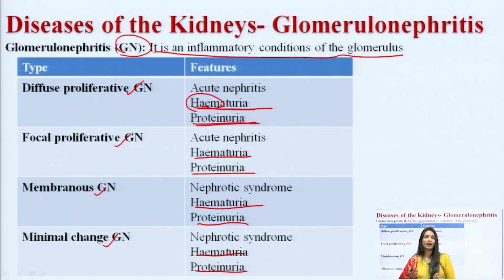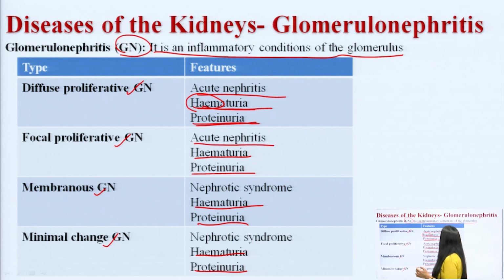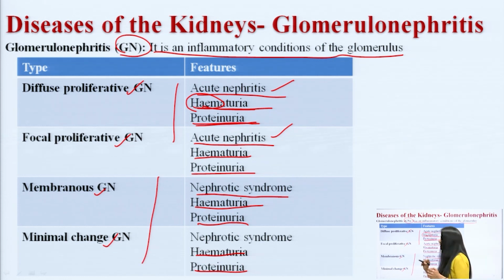It is an inflammatory condition of the kidney, acute nephritis. So what is a nephritic syndrome? What are the main causes? Acute nephritis, we just discussed. So these are the features of the first two types, and the nephrotic syndrome features are of the second two types. Okay.